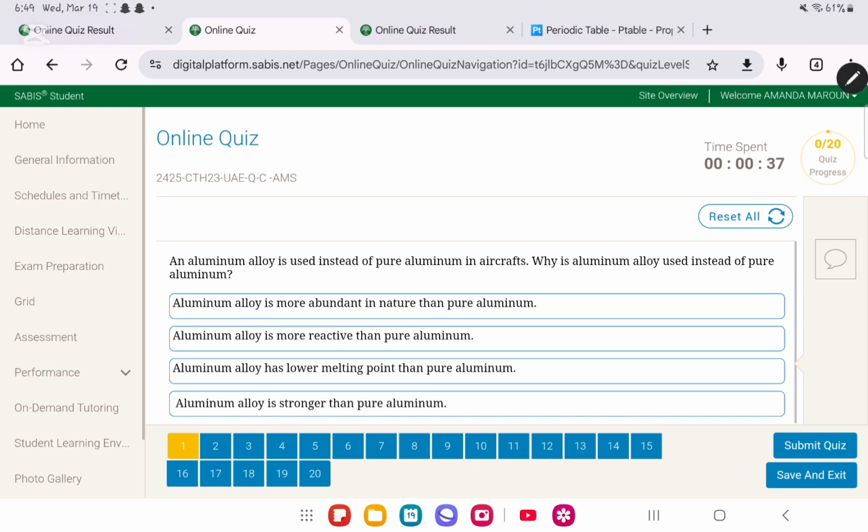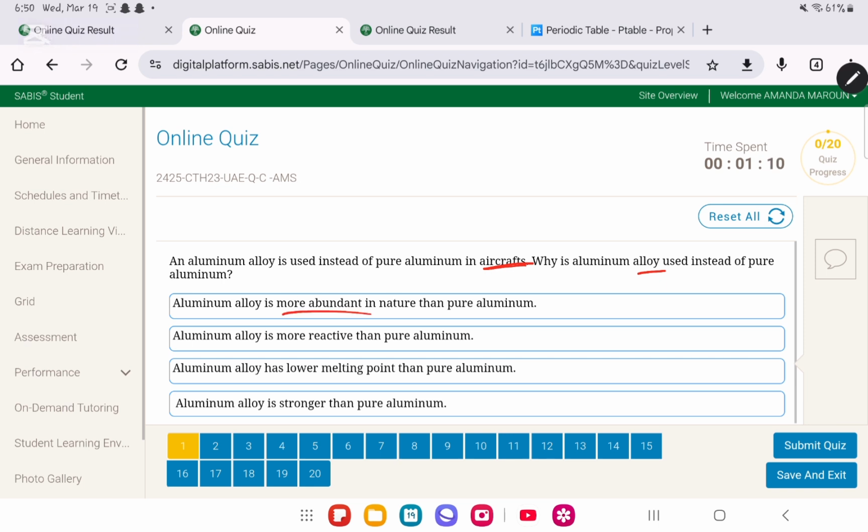First of all, a main reason why we use alloys instead of pure metals is that usually alloys have more features that we need than pure metals. For example, they could be less reactive if we need them to be less reactive. They could be stronger. They could have a higher melting point. Just in general, these are some of the reasons why we use an aluminium alloy. However, if we're gonna use them in aircrafts, let's think logically.